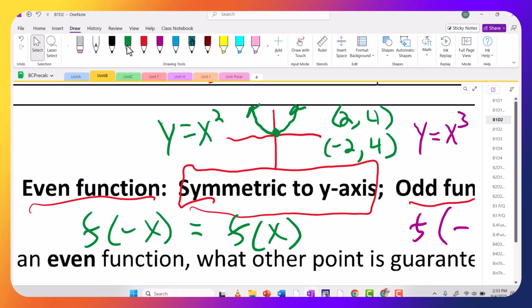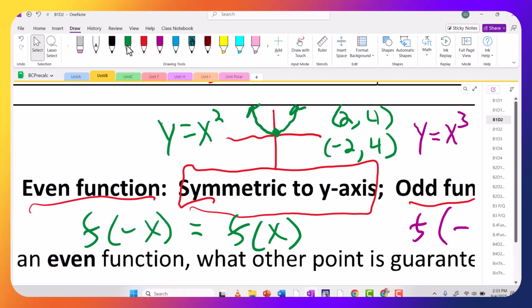Now, here's the reason why we have even, symmetric to the y-axis, y equals x squared. The word does come from even degrees in a polynomial, but that's not the only thing that's even. You're going to find out later that y equals cosine of x is an even function. And then, I'll just get it out of the way, y equals sine of x is an odd function. So I don't want you to think it's just even degrees.